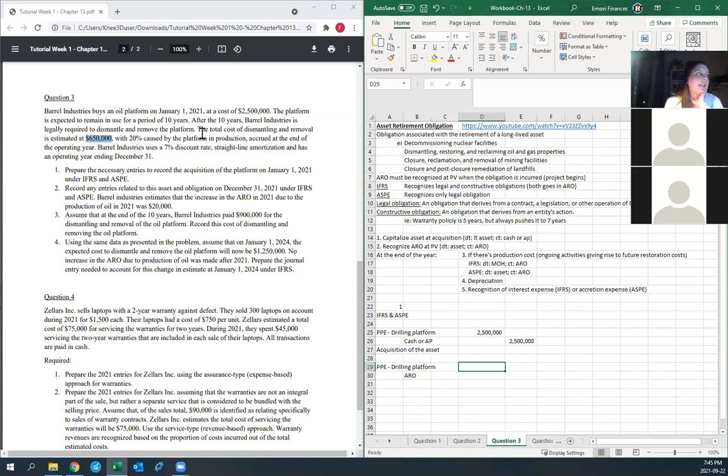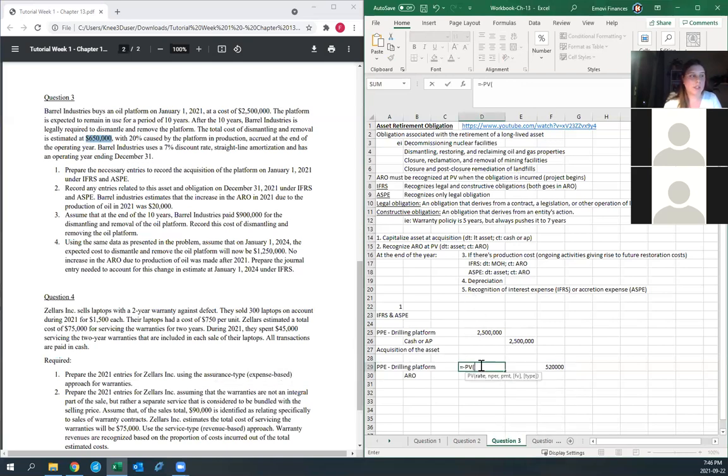It says in the problem that the total cost of dismantling and removal is estimated at $650,000. So you would assume that your future value would be $650,000, but because it says that 20% is caused by the platform in production, that means they estimate that during the 10 years, the work they're going to do during those years is going to take 20% of the $650,000, and they're going to record it every year. So they're going to increase every year by the 20%, if that makes any sense. So at the beginning of the project, you want to take the 80% of the $650,000 for your future value and not the complete amount. So instead of $650,000 in your calculation, you're going to take $520,000.